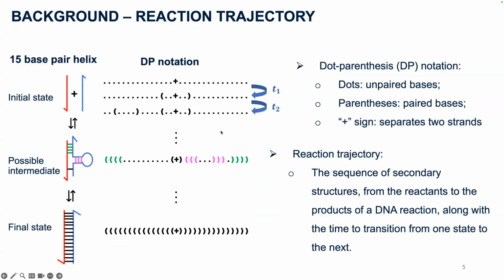The reaction trajectory is a sequence of the secondary structures from the initial state to the final state, along with the transition time from one state to the next. And we are interested in studying elementary steps, so the successive structures in the sequence only differ by one single base pair.